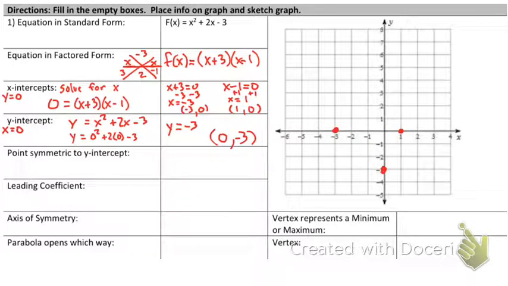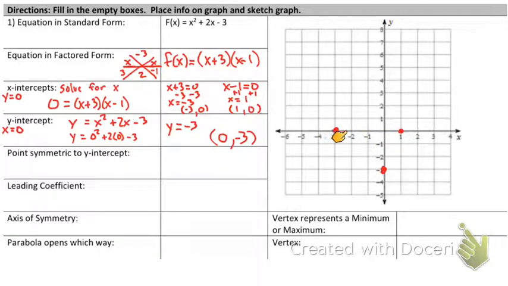Okay, so we got these points here. Okay, so now we want to plot a point symmetric to the y-intercept. So before we can do this, we actually need to find the axis of symmetry. Okay, so the axis of symmetry is, in our graph, a vertical line that splits our graph into 2 equal sides.